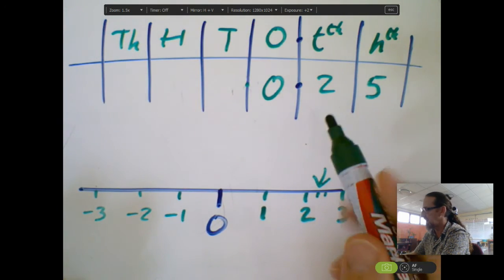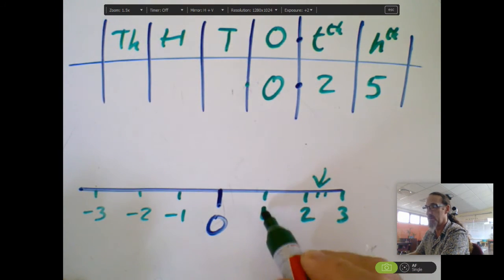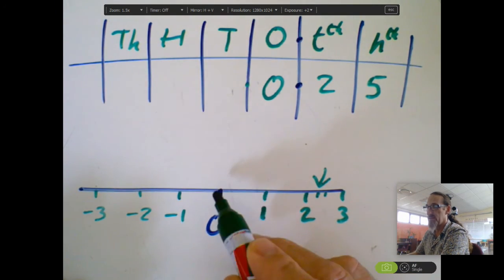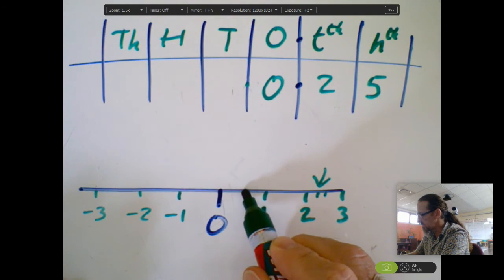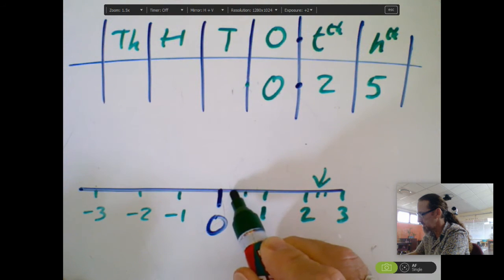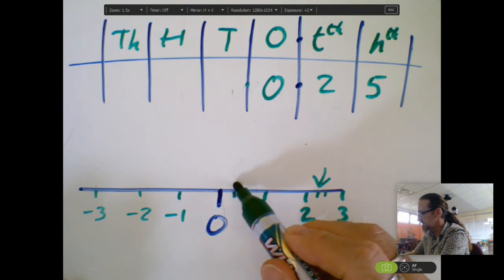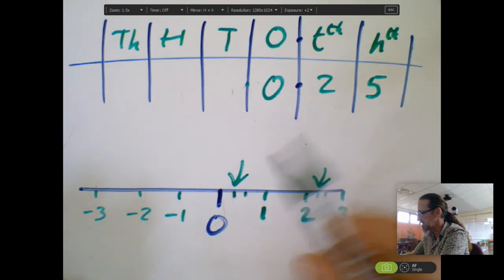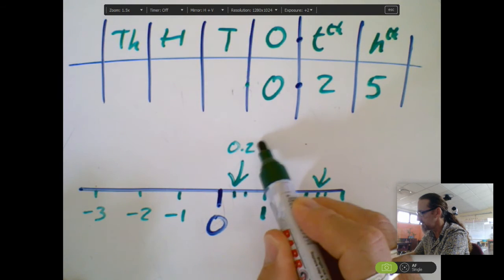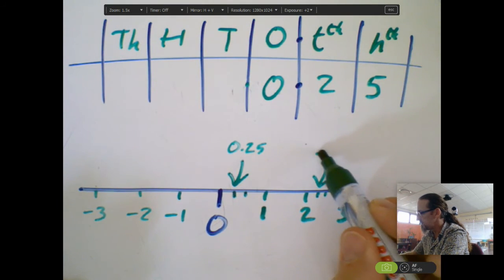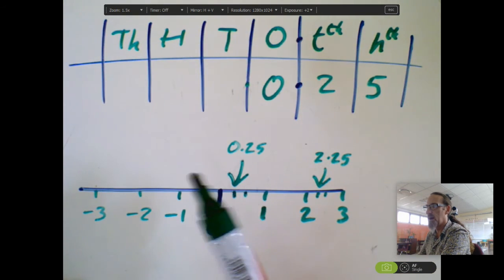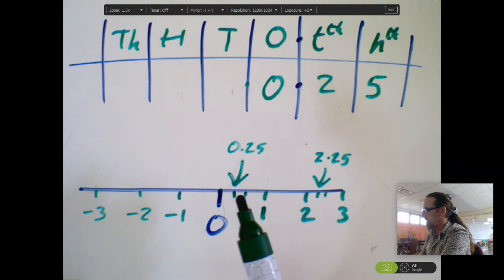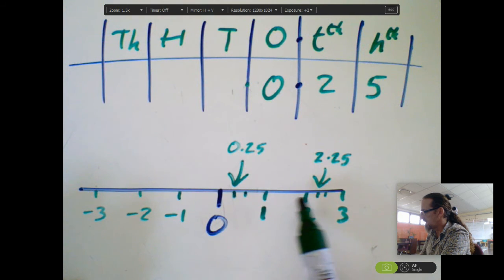It's 0.25. So it's not quite 1, but it's more than 0. And like I said, it's worth a quarter. So if I mark the halfway mark and a quarter way mark, 0.25 is here. So let's put that in, 0.25. And this was 2.25. Right, so you can see how we are representing these numbers on a number line by counting up.